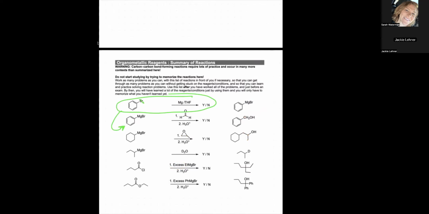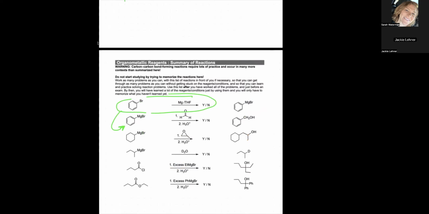And remember that this can be any halide, right? So for all intents and purposes, like I said, you're going to see bromine, right? But just know that if it comes up, it doesn't have to be bromine, right? So Mg, THF is just how you make your Grignard reagent if you don't have one yet.